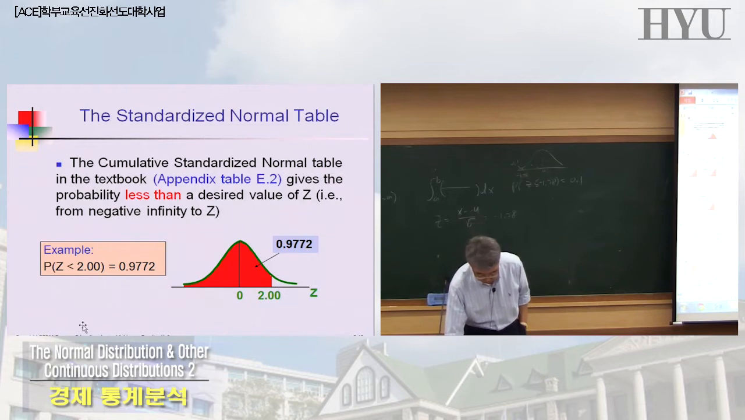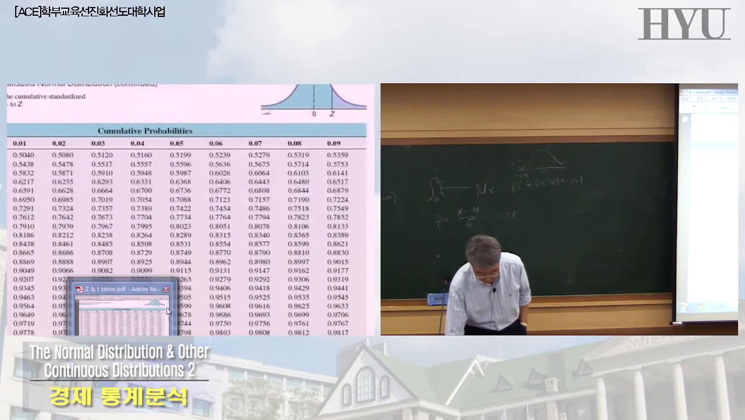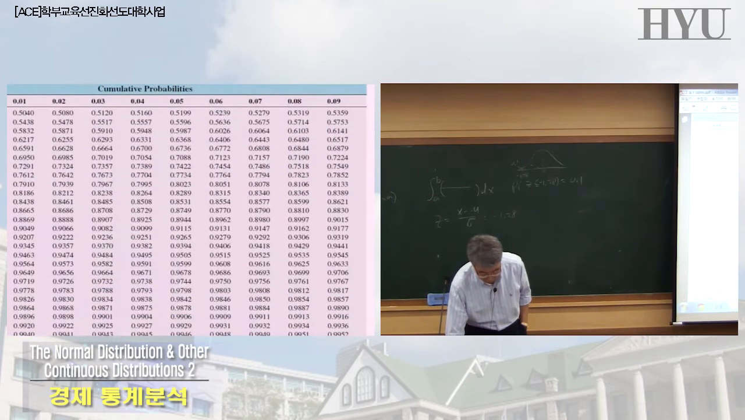Well, you can go to the z-table again and look for 2.0 right here, okay? And 2.0 is 2.00 if you go one more digit, right? So that's 0.9772. You can find it exactly.